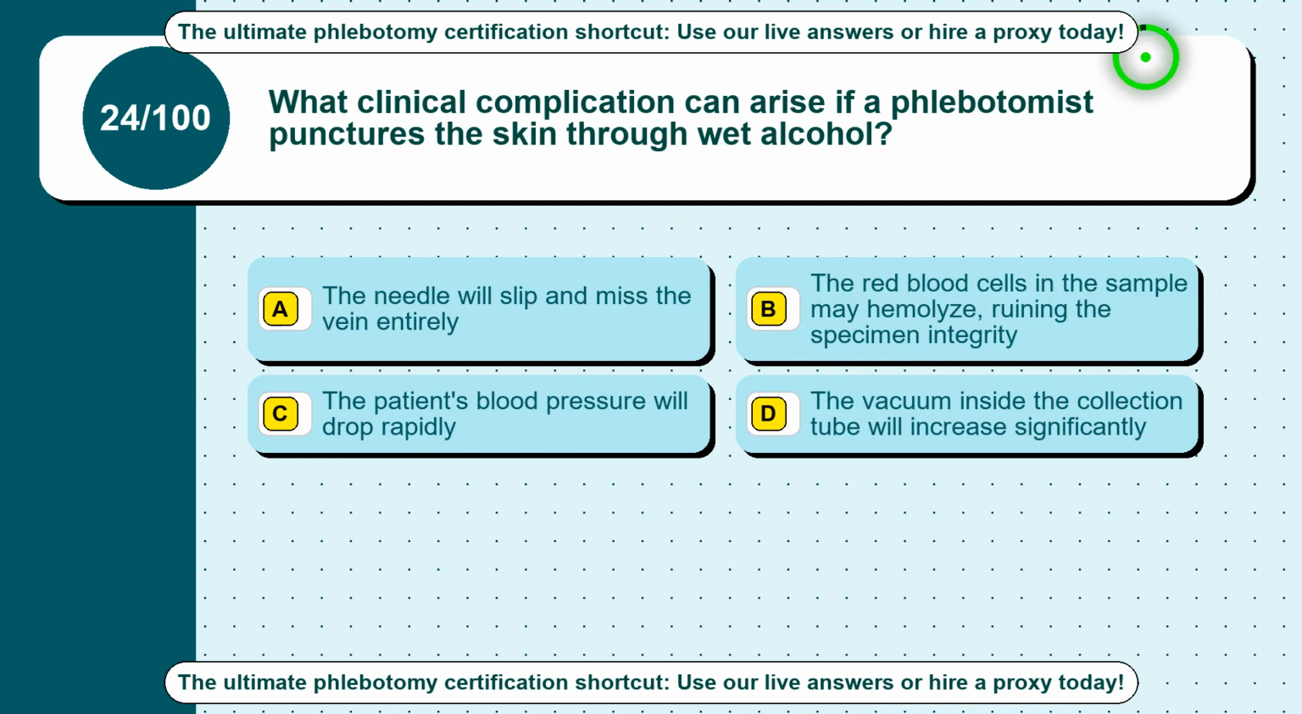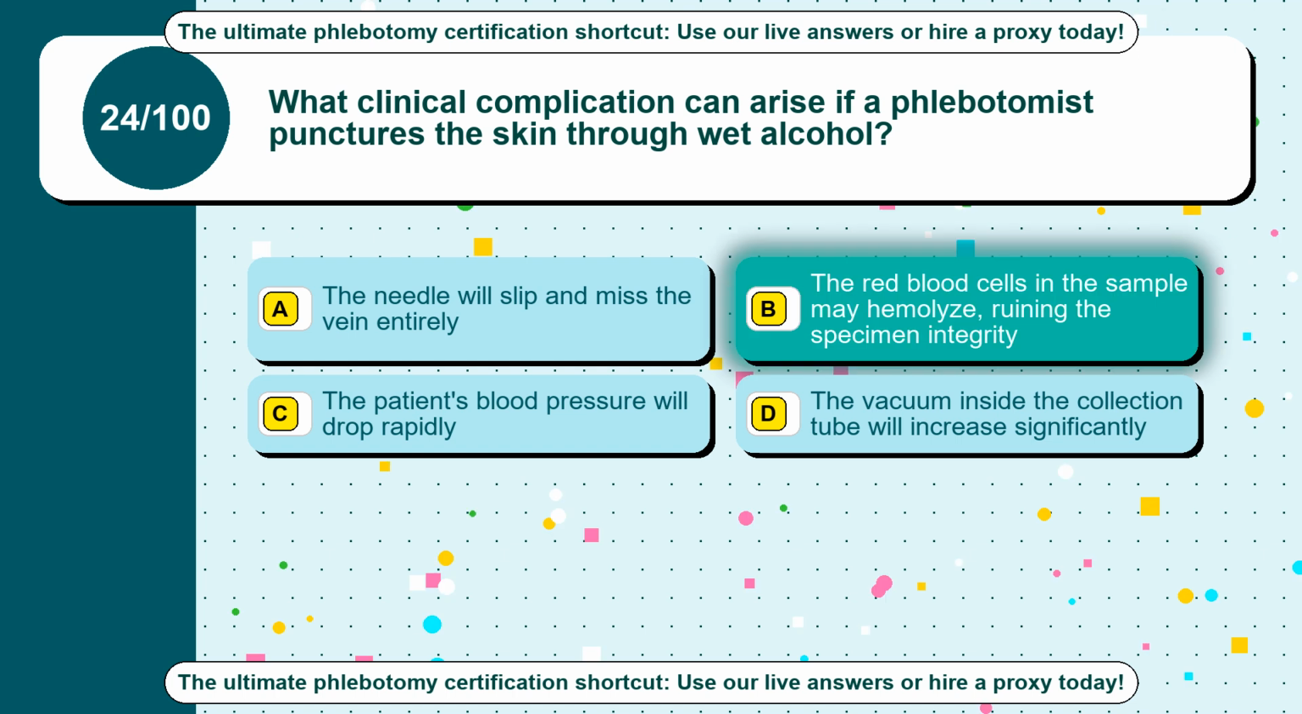Question 24. What clinical complication can arise if a phlebotomist punctures the skin through wet alcohol? Option A. The needle will slip and miss the vein entirely. Option B. The red blood cells in the sample may hemolyze, ruining the specimen integrity. Option C. The patient's blood pressure will drop rapidly. Option D. The vacuum inside the collection tube will increase significantly. The correct answer is option B.